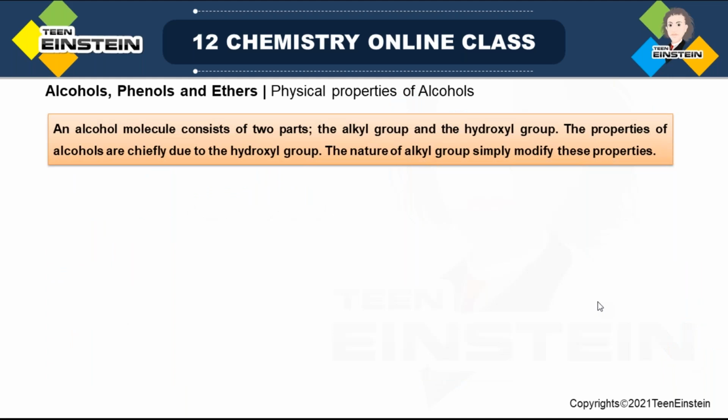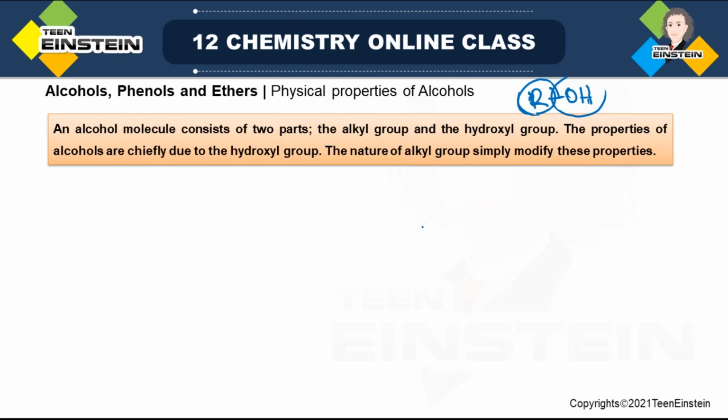After finishing preparation methods of different types of alcohols, next our topic is physical properties of alcohols. Now, if we write the general formula of alcohol, ROH, there are basically 2 parts. This is the alkyl group and this is the hydroxyl group.